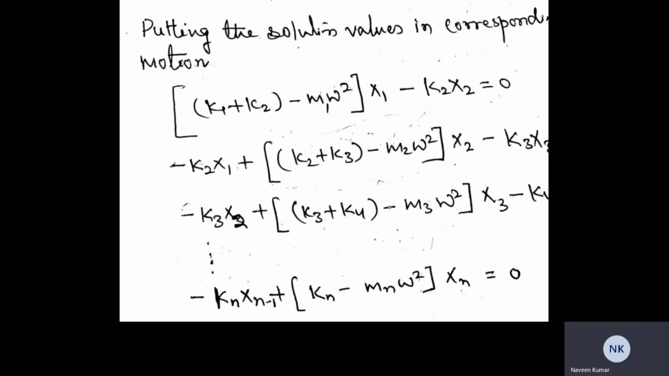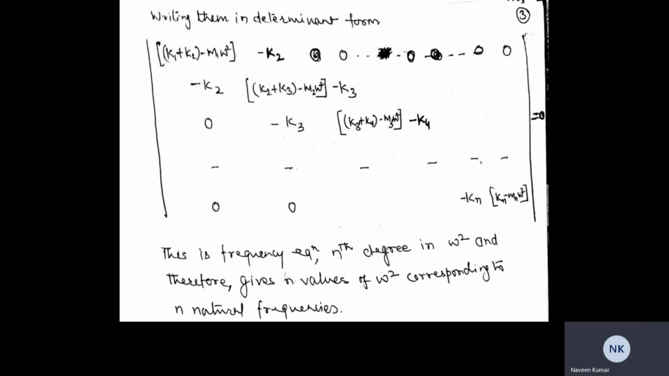Similarly, for mass 3, the coefficient of x1 is 0, so we'll have to write the coefficient of x1 as 0. The coefficient of x2 is minus k3. So we can write this in matrix form is equal to 0. Now, solving this equation for n degrees of freedom would give you an equation of omega power n, and through that, omega square power n, and through that, you can actually calculate the corresponding n natural frequencies.